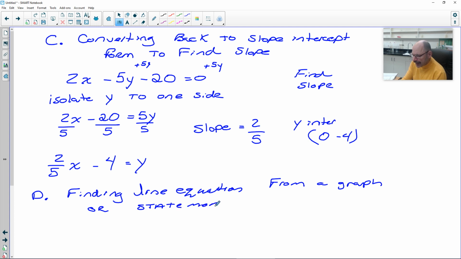Okay, this is our last topic that we have. So let's start out with doing it from a drawn graph. Okay, so I'll pop some graph paper up again.